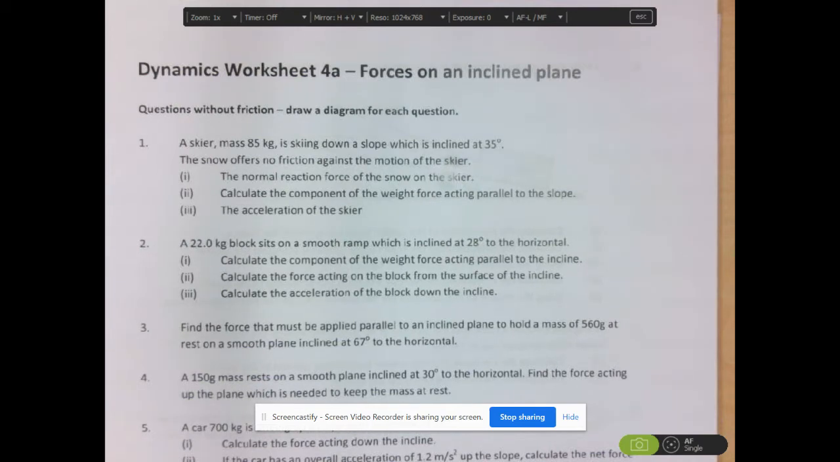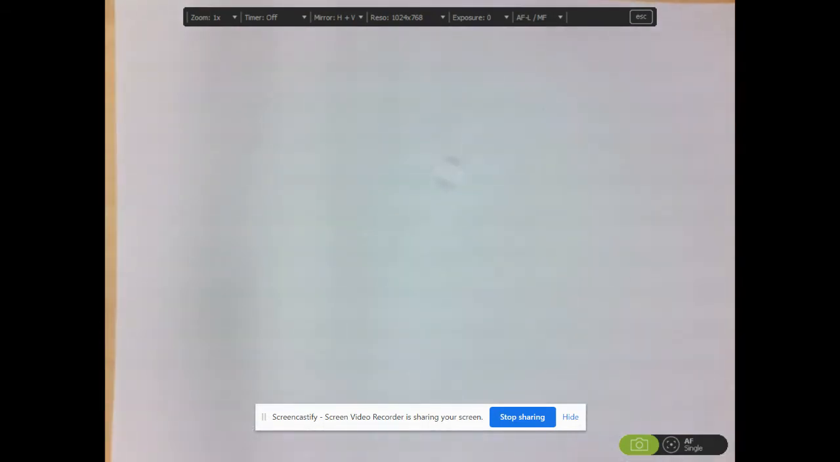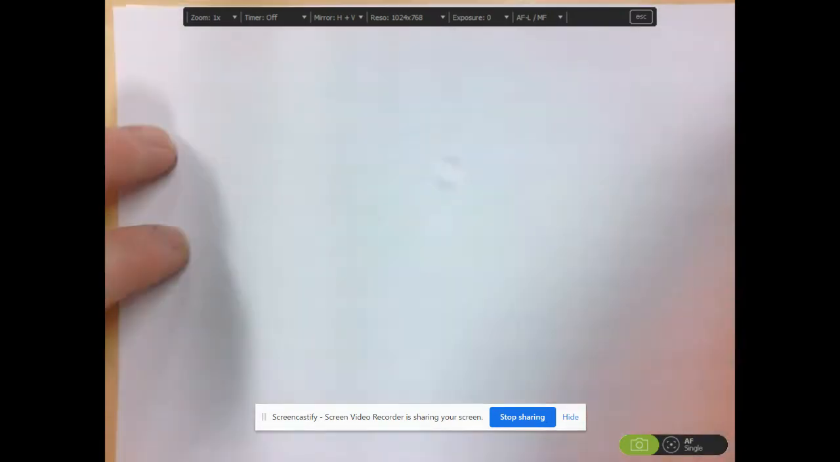So question 1 says a skier of mass 85 kilograms is skiing down a slope which is inclined at 35 degrees. The snow is offering no friction resistance. So we're going to calculate these three things: the normal reaction force, the component of the weight force acting down the slope, and then the acceleration of the skier. In doing these, we don't have to do much working. We can just simply use the following formulas.